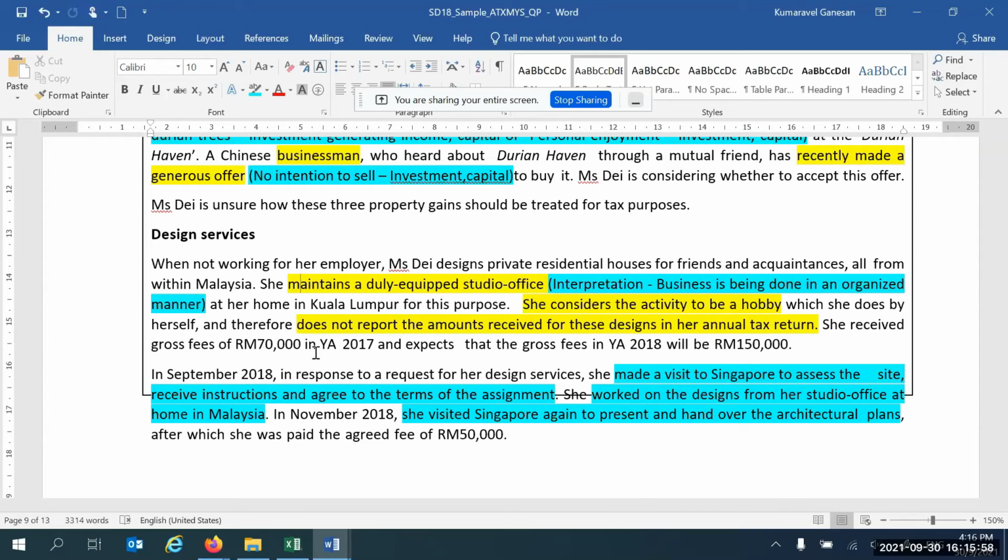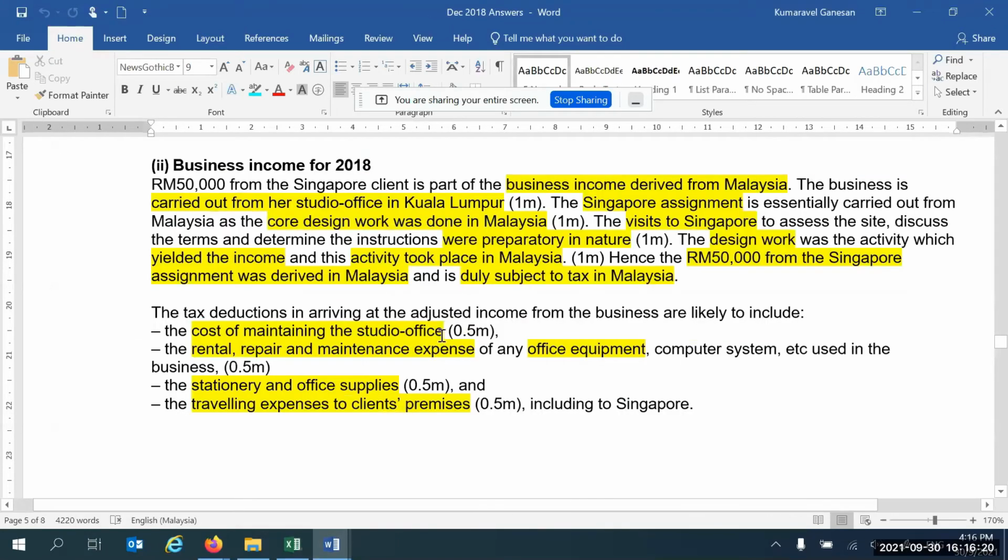Okay, so you try, but students, I don't know, they get phobia or their brain freezes. So you can put a few expenses in Singapore, like traveling ticket to Singapore is okay. Then cost of living in Singapore, I mean, hotel stay in Singapore. Okay. Then maintenance, see, clue, studio office. Okay, this one you must be careful. Don't write purchase. Stationery and office supplies is revenue. We never treat it as capital. Traveling expenses to client premises.